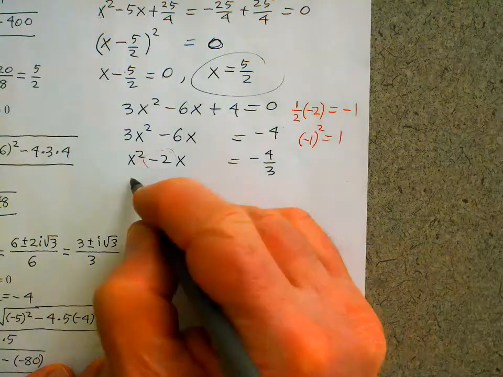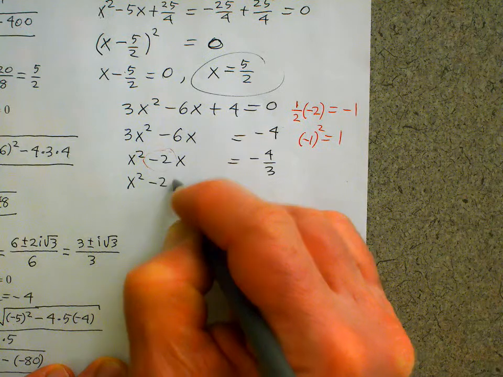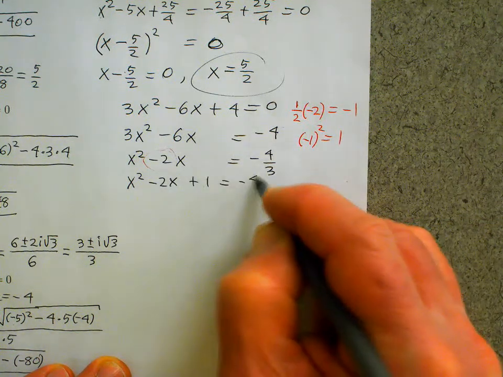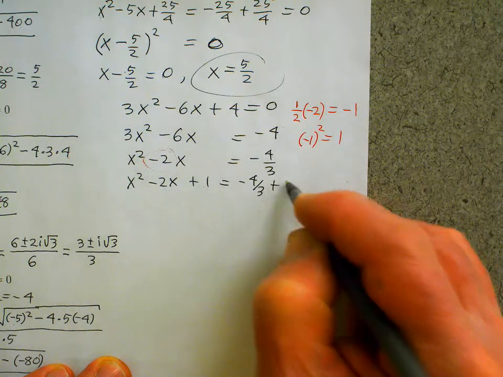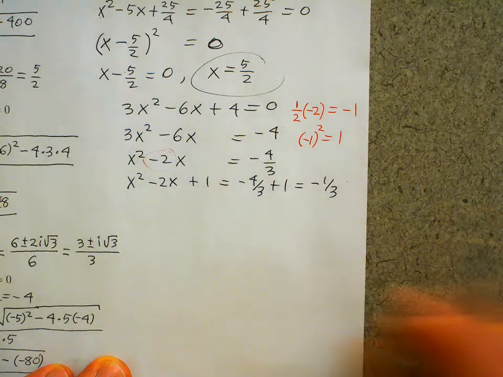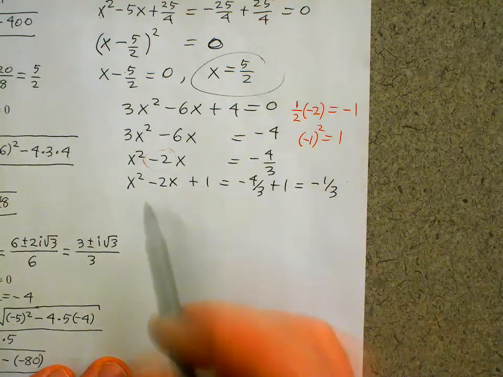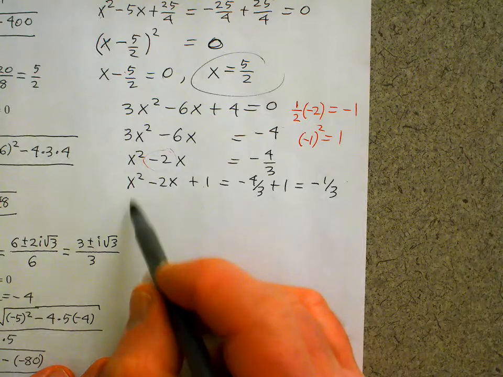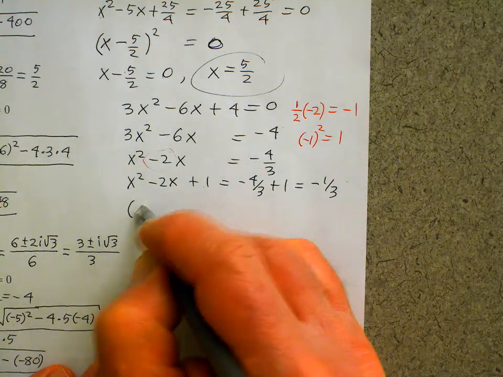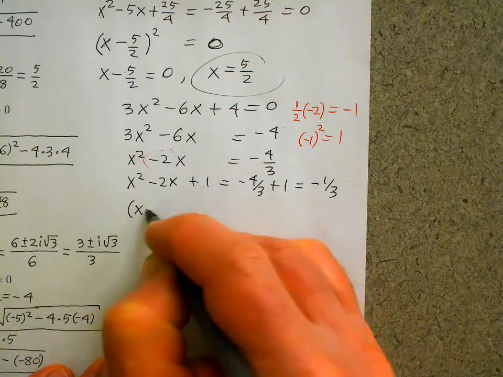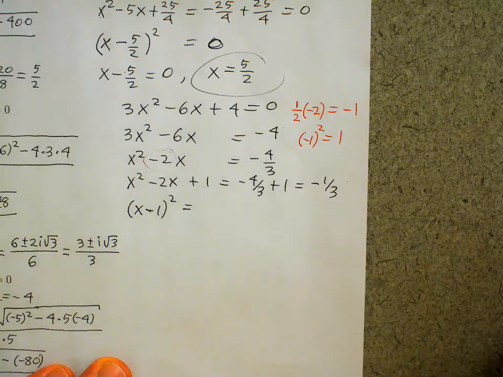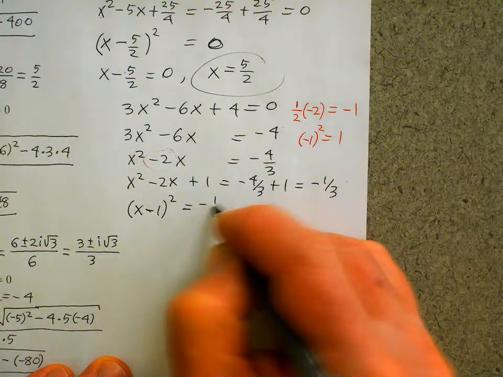So we're going to add 1 to both sides. And -4/3 plus 1 is -1/3. Okay, the left-hand side is a perfect square trinomial. X squared minus 2x plus 1 is equal to the binomial x minus 1 squared. So x minus 1 squared equals -1/3.